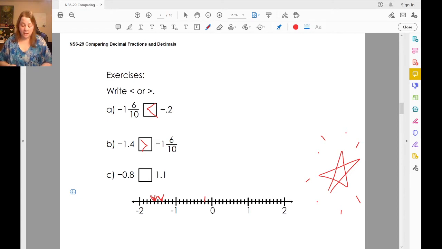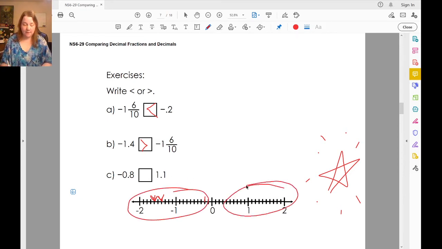Now, which one's bigger here? The negative, which is somewhere on this side, or the positive, which is somewhere on this side? You don't even have to look at the number. You just have to see that there's two different signs. Positive is always bigger. Done.